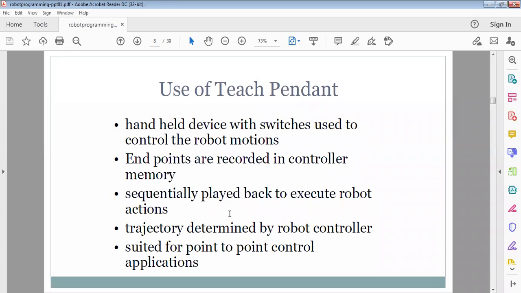And it is suited for this teach pendant type of instruction, online programming. So it is mostly suited for point-to-point control applications. Okay.